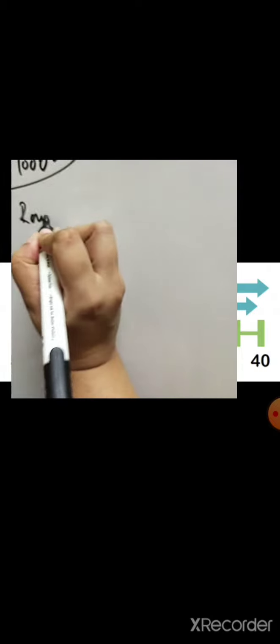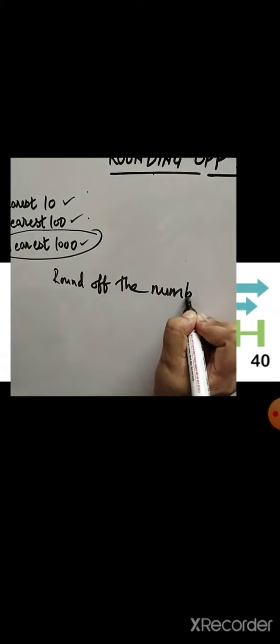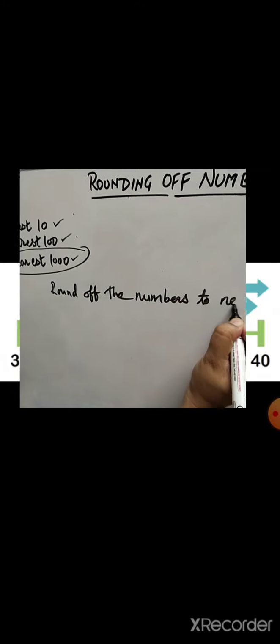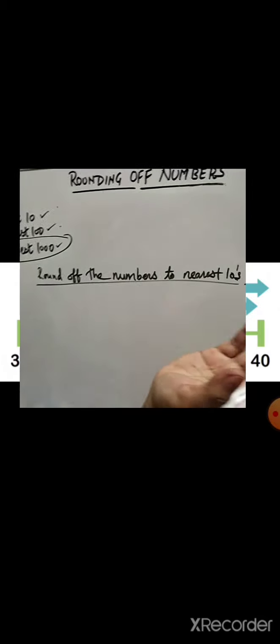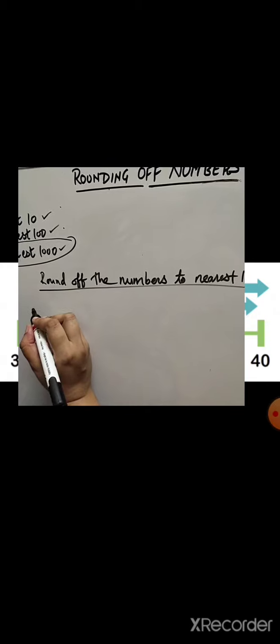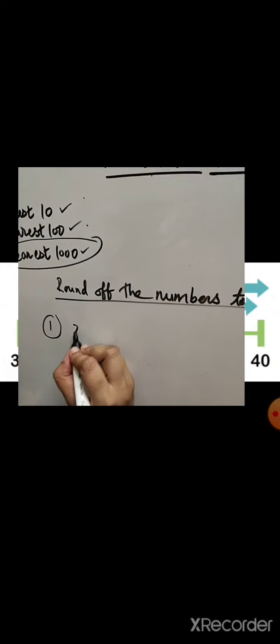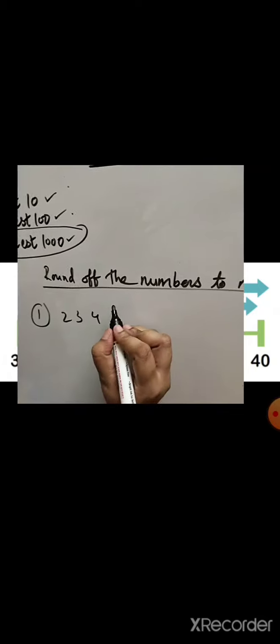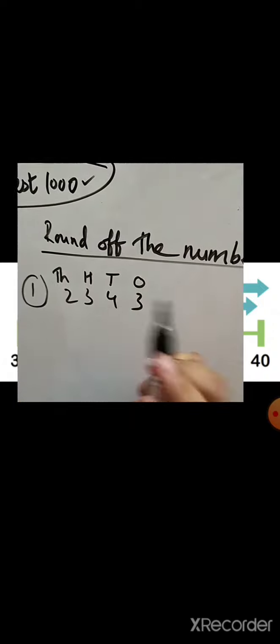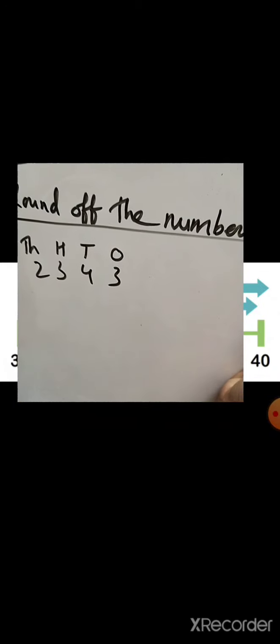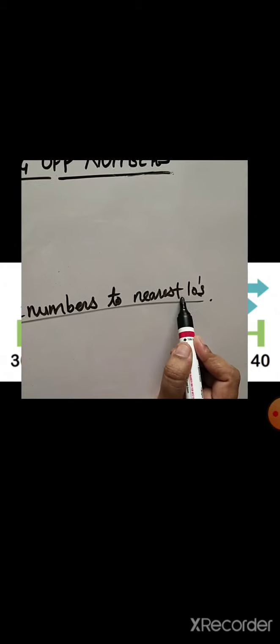Let us first be clear with round off to the nearest 10. Say for example, now you will get a question: round off the numbers to nearest tens. Or estimate the number to the nearest tens. And the first example is 2, 3, 4, 3. Okay, let us first write the positions. Ones, tens, hundreds, thousands. It becomes very easy after writing the positions. Now round off. What is the question? Round off to nearest 10.